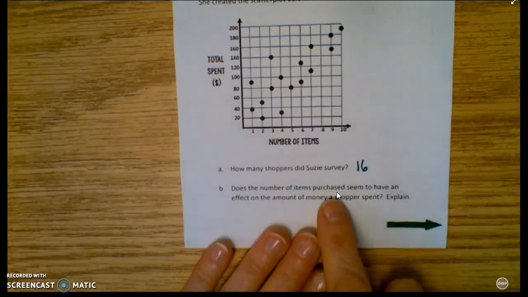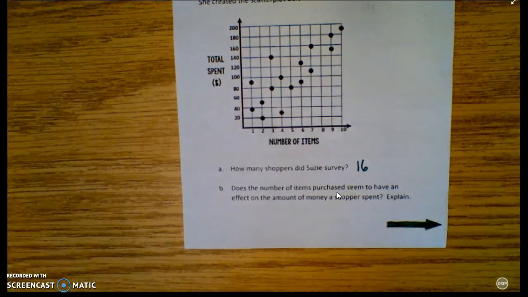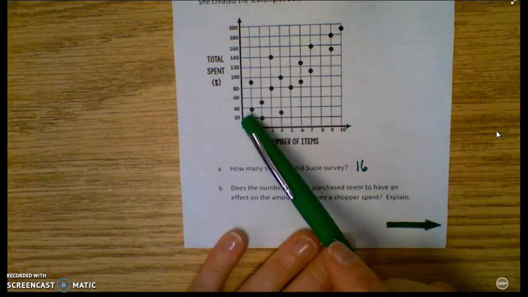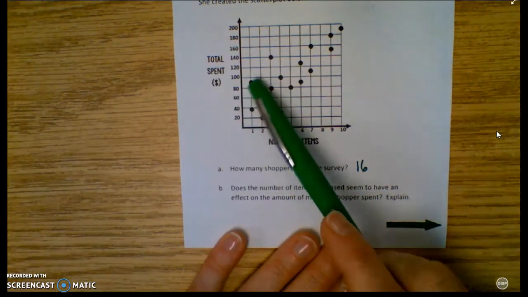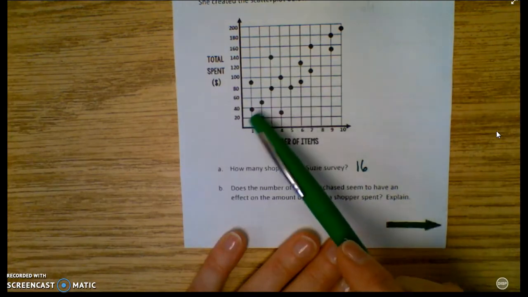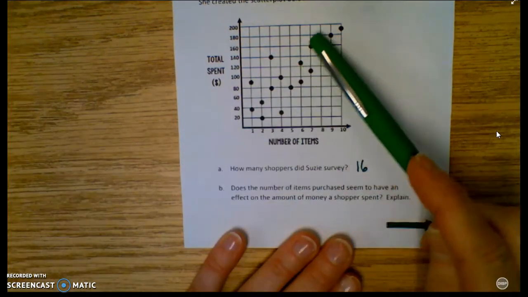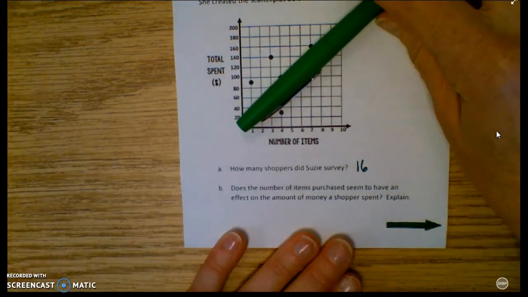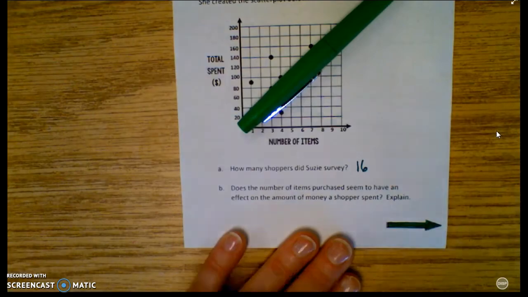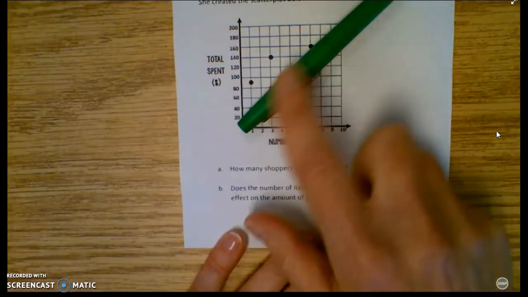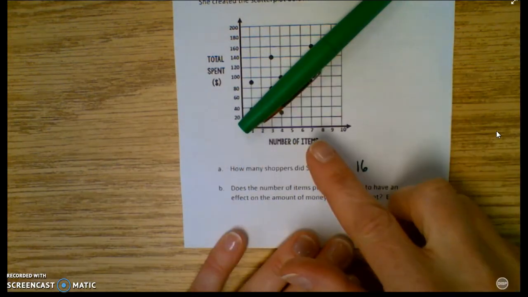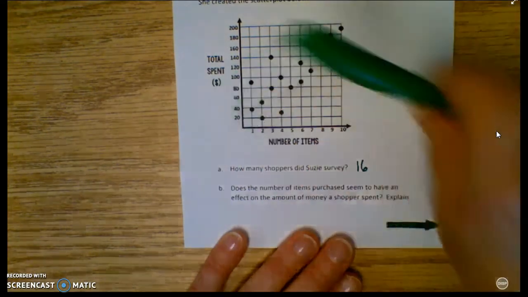So down at the bottom, we're also asked if the number of items purchased seems to have an effect on the amount of money a shopper spent. Well, to me, it looks like the smaller amount of items were relatively low priced. You've got a couple points that are kind of high here at this low end. But in general, do you see how the points tend to fan out in this direction? If I took my pen and tried to cover up as many points as I could, yeah, I've got a couple points on the outside of my pen, but in general, the trend is, as the number of items increased, the more money that was spent.